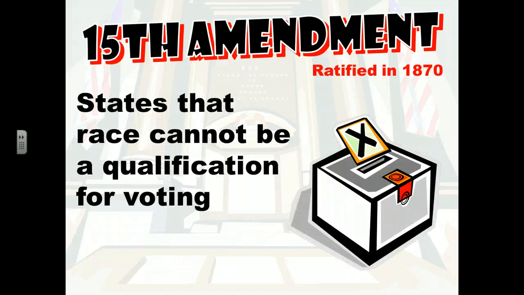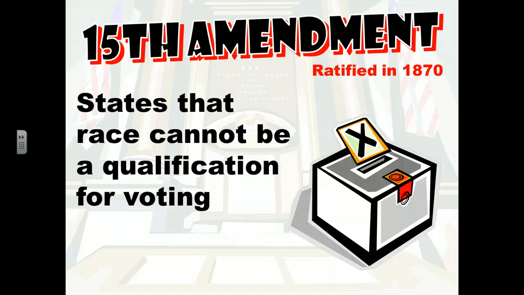Now, the last Civil War amendment, the 15th Amendment, is ratified in 1870, and even though African Americans were given the right to vote, there were still a lot of things happening in the South that were preventing African Americans from voting. So the 15th Amendment clearly states that race cannot be a qualification for voting.